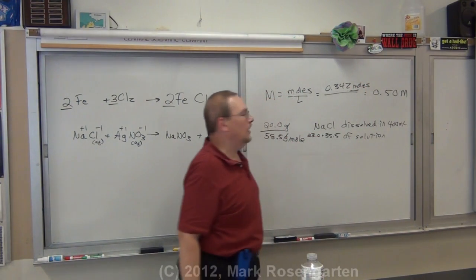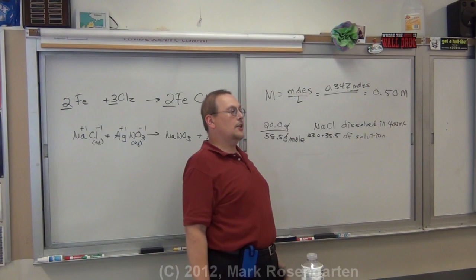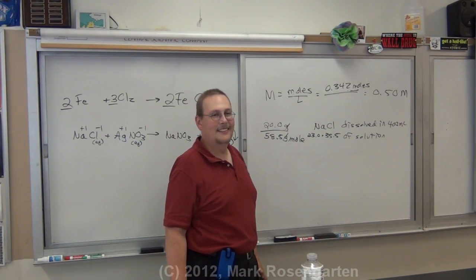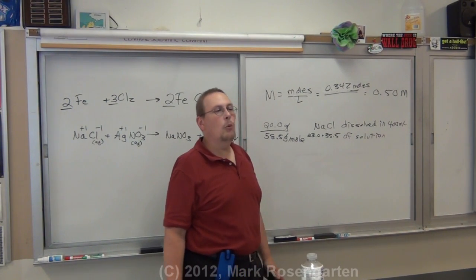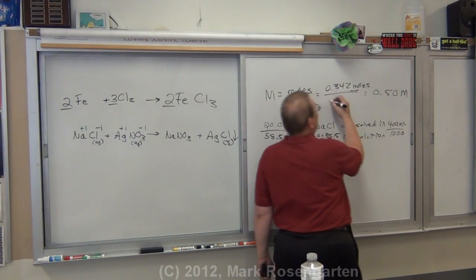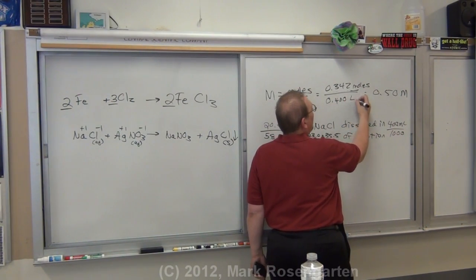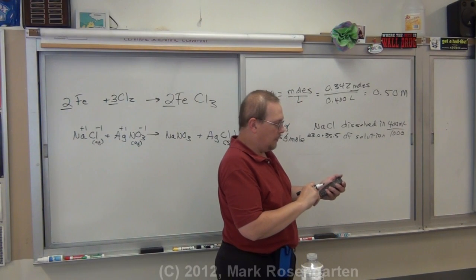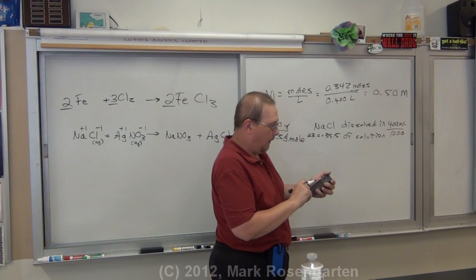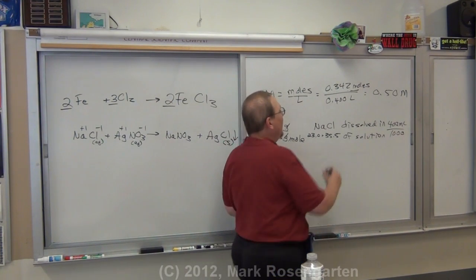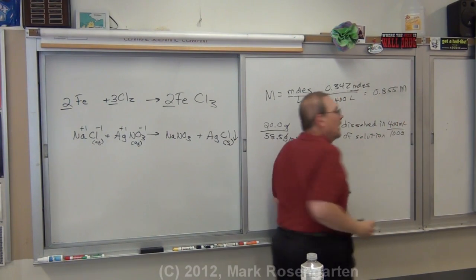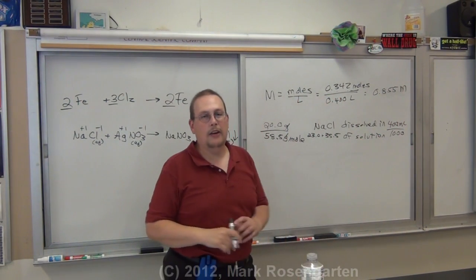Alright, now let's deal with the milliliters. How many liters is 400 milliliters? Divided by what to convert milliliters? 1,000. So that gives us 0.400 liters. And then we just pop in 0.342 divided by 0.400 is 0.855 molar. And that's how we calculate molarity.